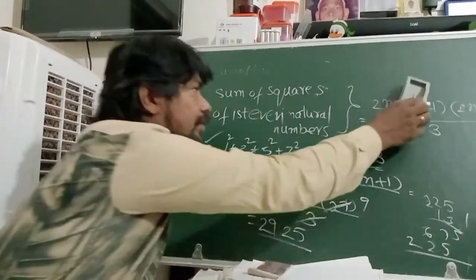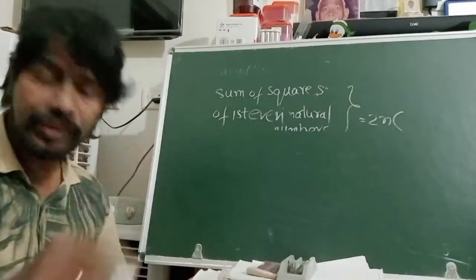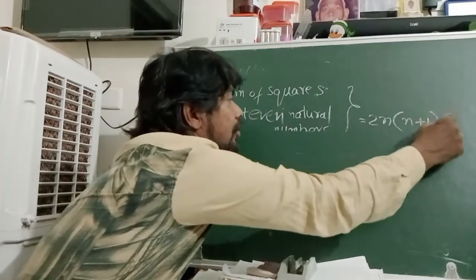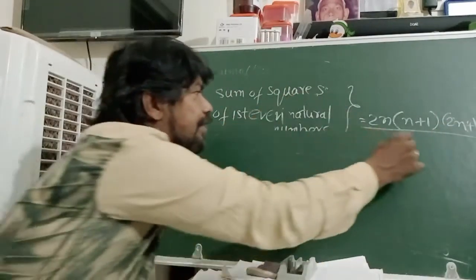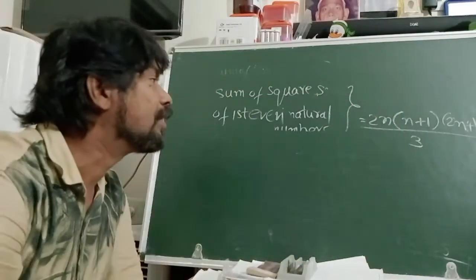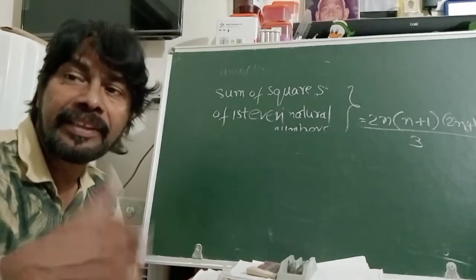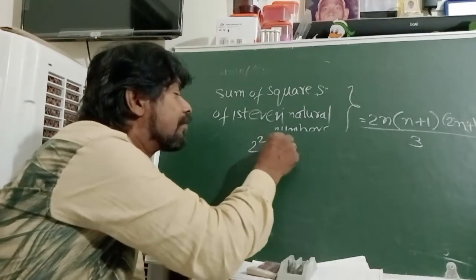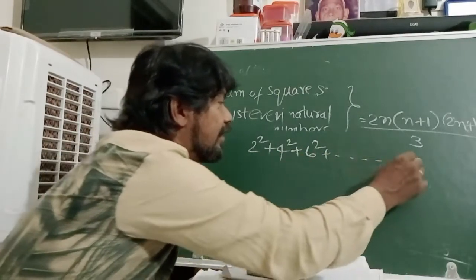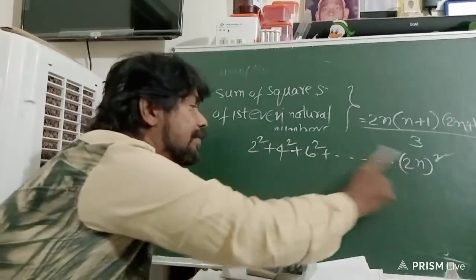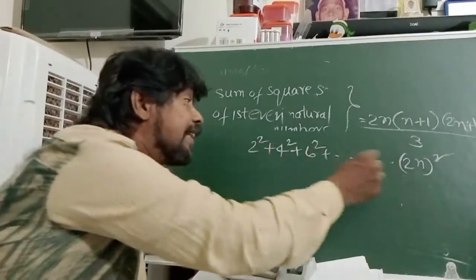2n into (n+1) into (2n+1)/3. The sum of the squares of the first n even natural numbers. In the series 2 square, 4 square, 6 square, the last number is 2n, whole square. If n is 1, we get the first term; n is 2, the second term; 3, the third term. Now what is the sum of all these?